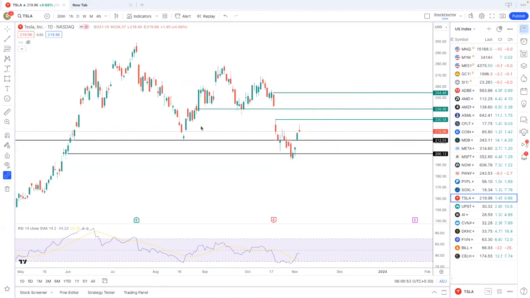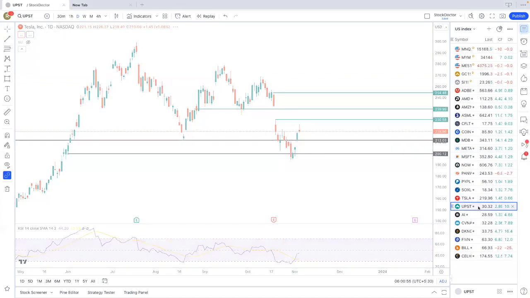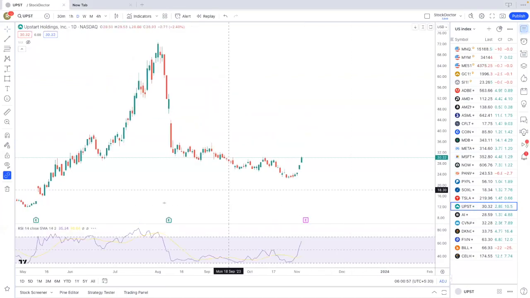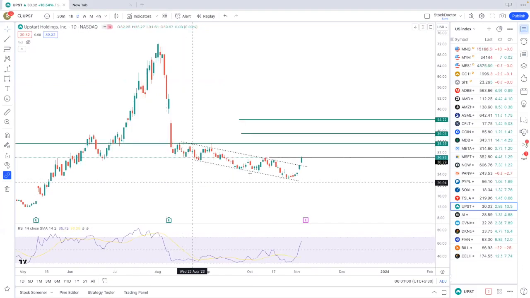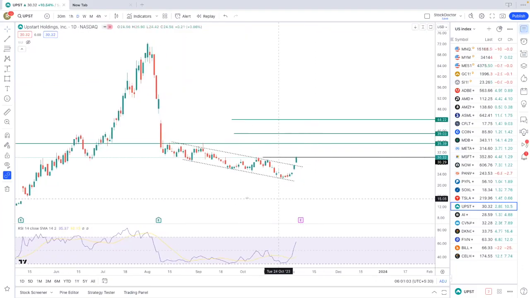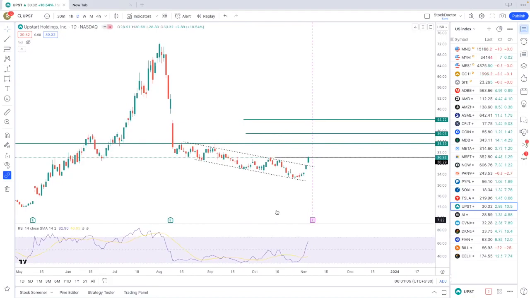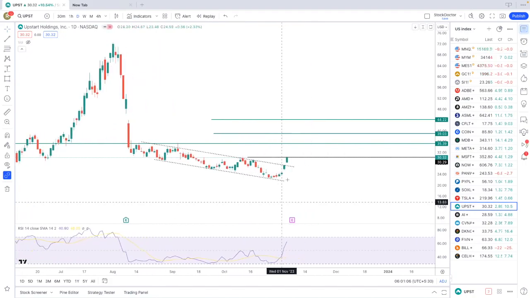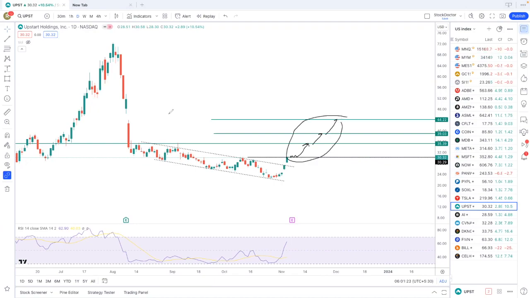Next stock and the last stock we have is UPST. UPST, I am seeing a very nice breakout on this stock. The chart looks promising and earnings are also coming. So if it stays above $30, right now it is currently trading at $30. If it stays above this, then 35, 39, and 44 are the three targets for UPST. So this is all about the charts today.